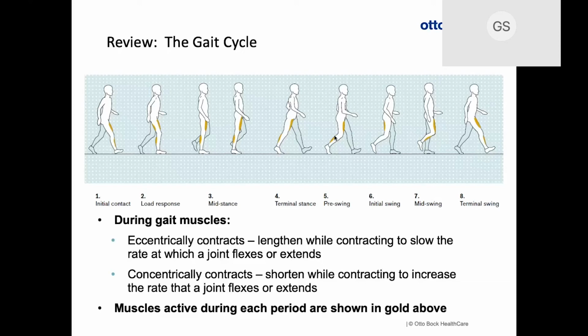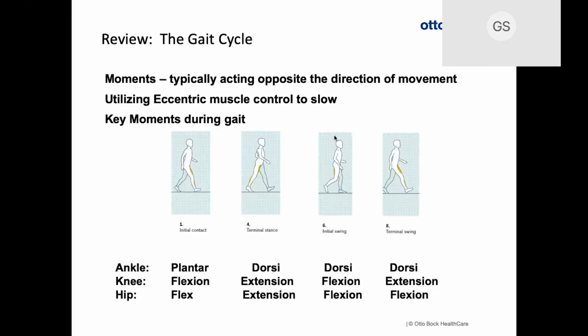So the muscles are usually active in opposition to the moment. So when we learn about the different types of moments in gait at the ankle, when you look at dorsiflexion moment, that's when the plantar flexors are eccentrically lengthening. And you can see how important those plantar flexors are in gait.